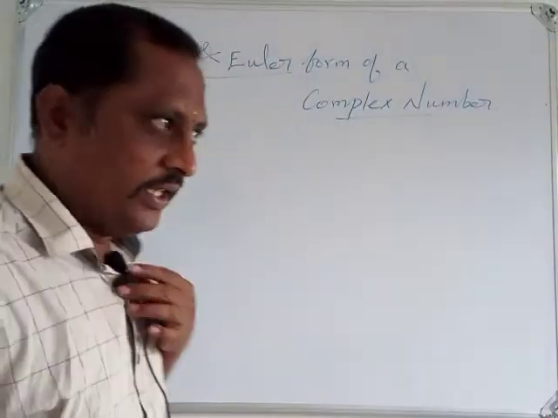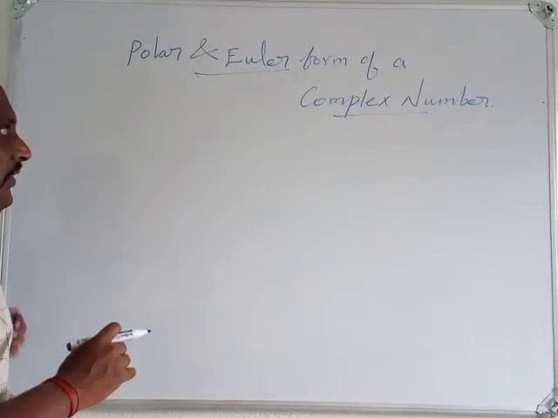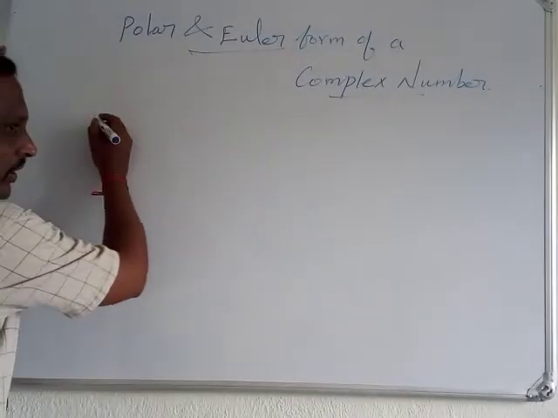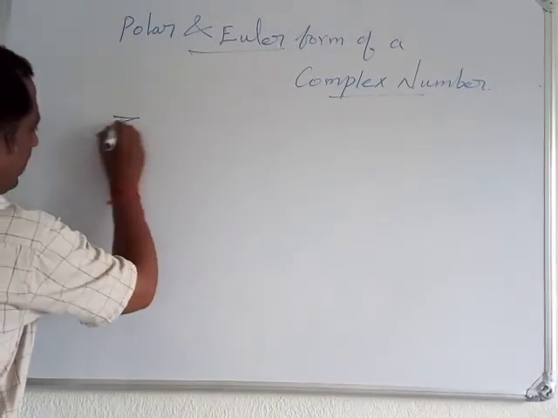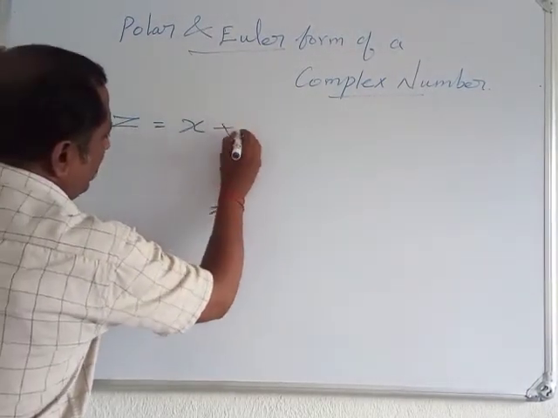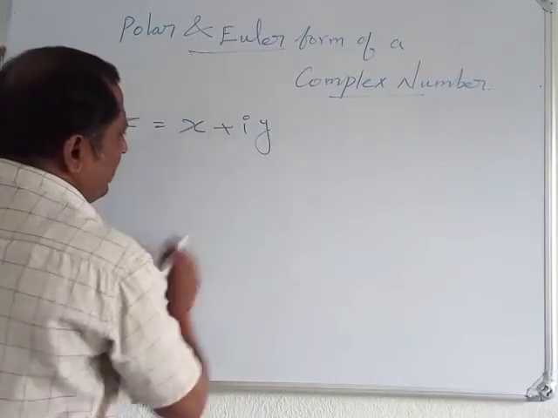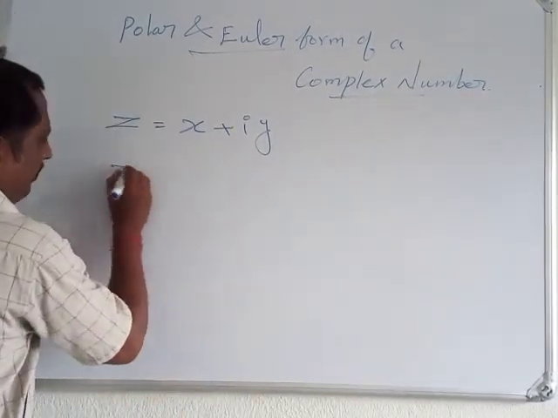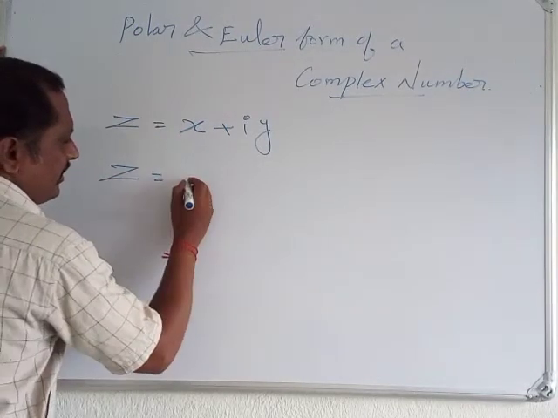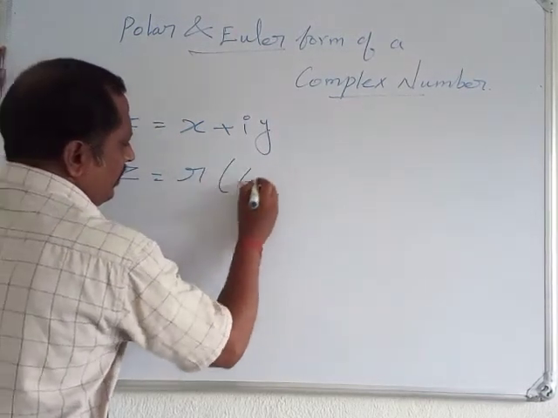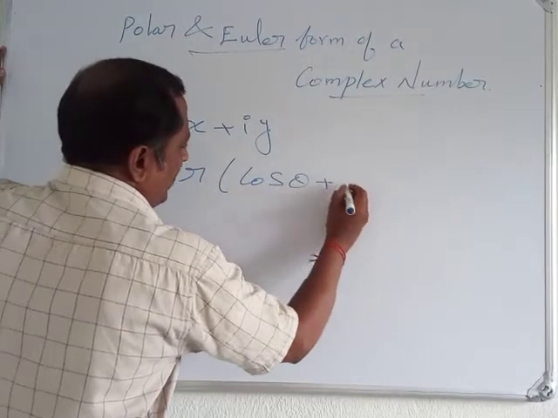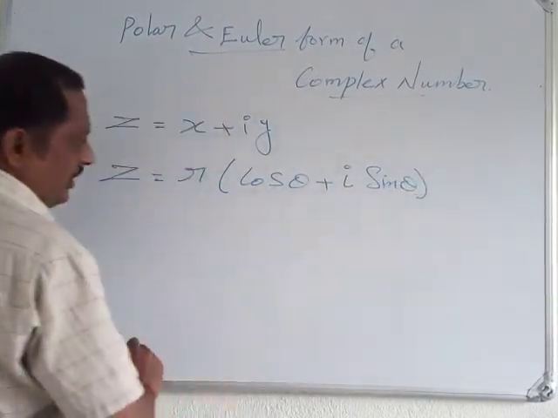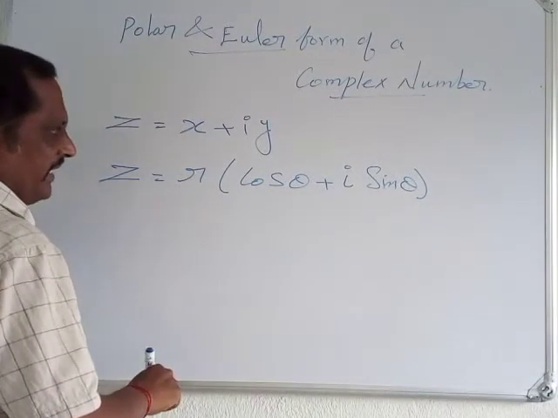Today we have to see the polar and Euler form of a complex number. What is polar and Euler form, sir? Z is equal to x plus iy is a given complex number. Next, the polar form. Polar form is Z is equal to r into cos theta plus i sin theta. This is a polar form.